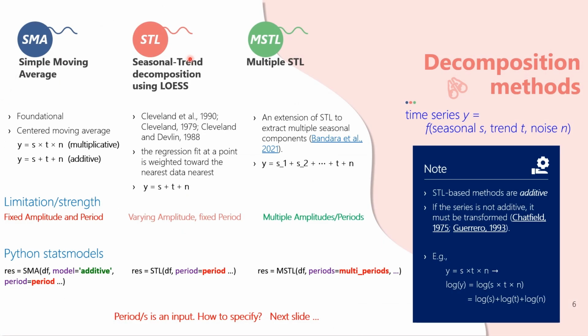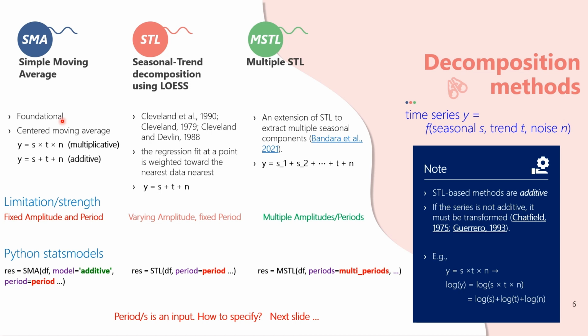Let's briefly explore a few decomposition methods we use, starting with the simple moving average, or SMA. SMA is a foundational method which involves centered moving averages. It can be multiplicative or additive, and choosing the correct model is crucial. For example, if the seasonal and noise components alter the trend proportionally, it is a multiplicative series, otherwise it's additive. However, SMA has a limitation of fixed amplitude and fixed period.